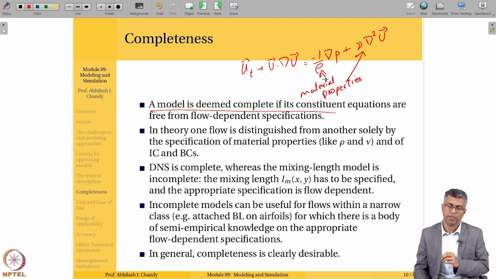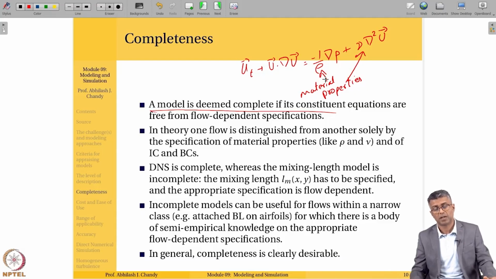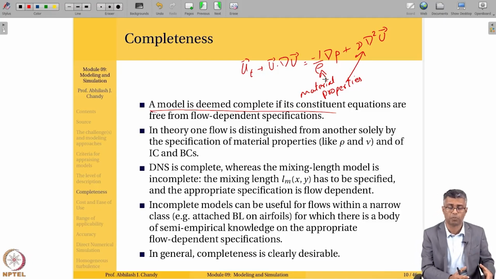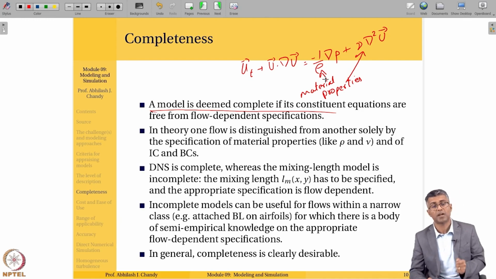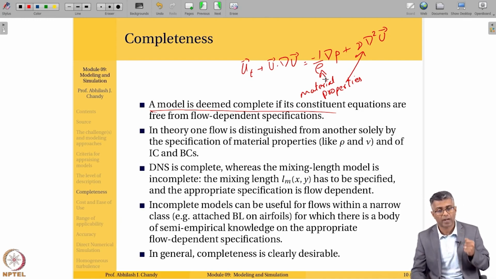Now, what is wrong with this? What is wrong with the model being incomplete? The mixing length model has been used widely for a lot of different applications in the past, maybe not now. What is wrong with that? The thing is, incomplete models can be useful in a narrow class. For example, the mixing length model has been used with reasonable success for attached boundary layers or airfoils.